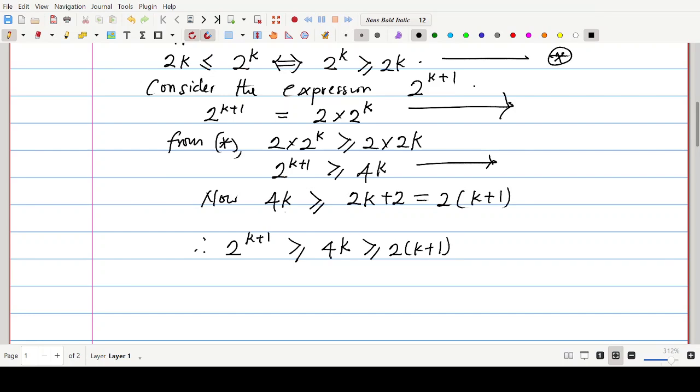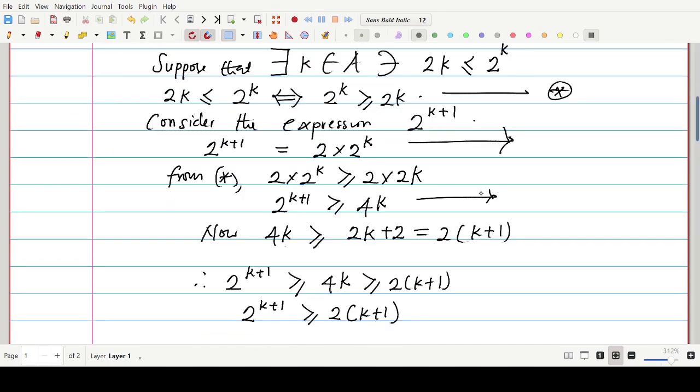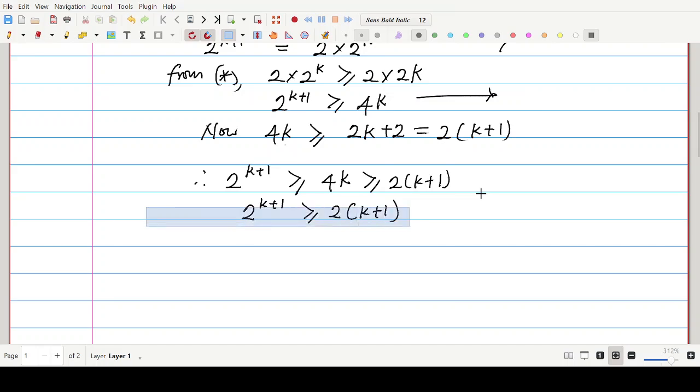And from the transitivity property of inequality, we can write this as 2 to the power k plus 1 bigger than or equal to 2k plus 2. So what are we saying? We have seen that this is our assumption here. Let me show you now. Look at it. The assumption over here, can you see that? Has established that this holds true.